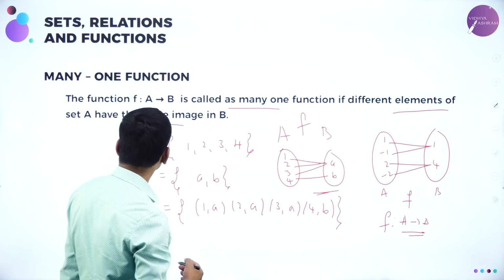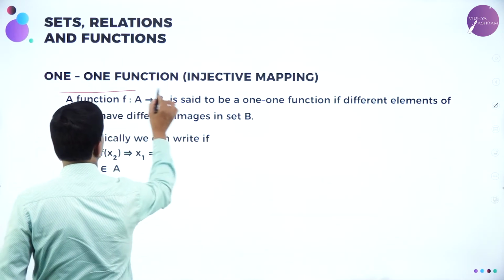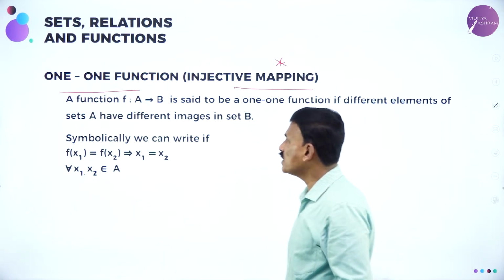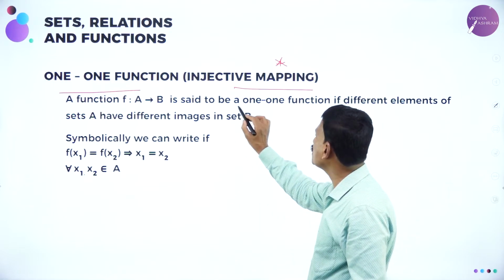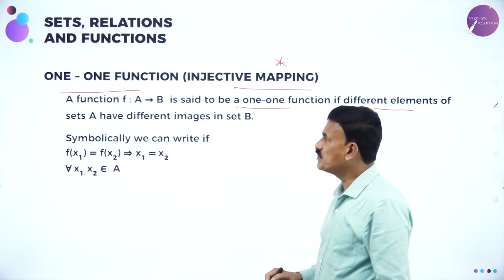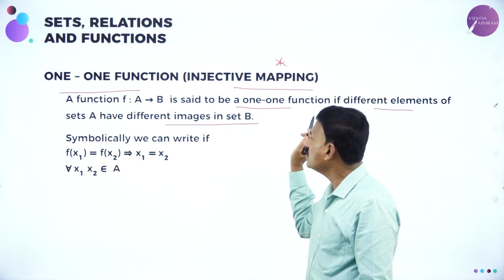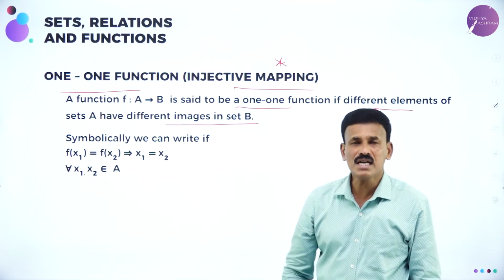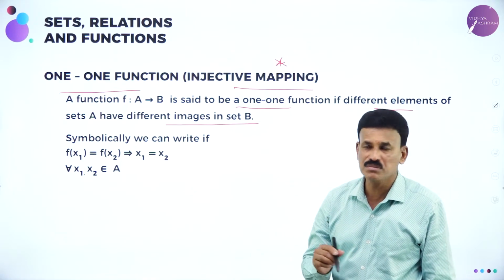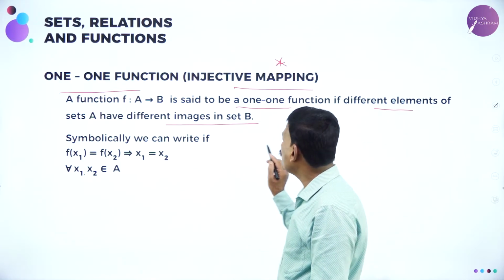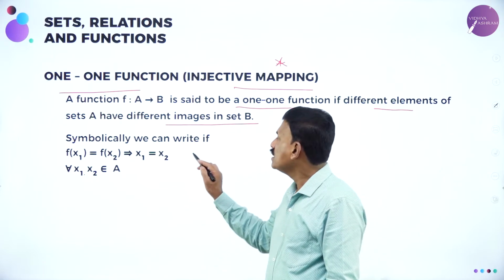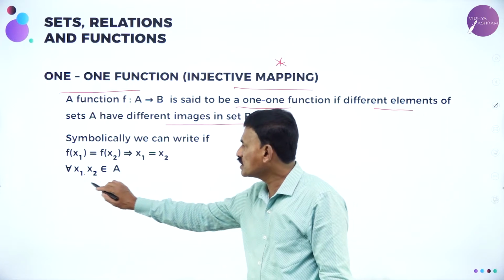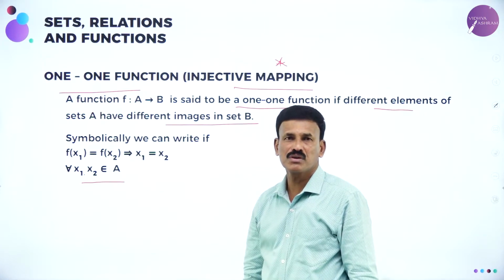Now let us come to the next type of function, one one function, or it is also called the injective mapping. Very important it is. A function f from A to B is said to be one one function if different elements of the set A have different images in the set B. Symbolically, we can represent f of x1 is equal to f of x2 implies x1 is equal to x2 for all x1 comma x2 belongs to the set A.